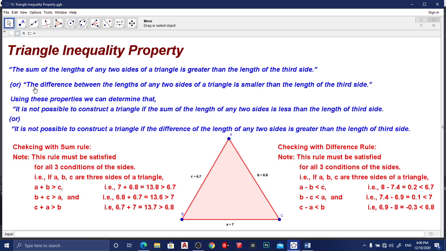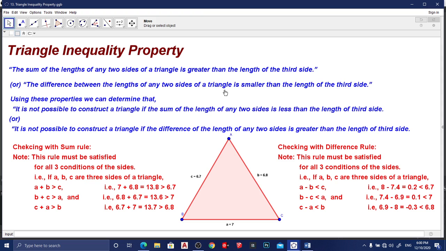Next, the difference property is also the triangle inequality property only. With any one of the properties, you can check whether the given three sides belong to a triangle or not. This is the same as the previous one, but here we take the difference. The difference between the lengths of any two sides of a triangle is smaller than the length of the third side. Here, the sum of the lengths of any two sides should be greater than the third side. Here, the difference of any two sides should be less than the third side.